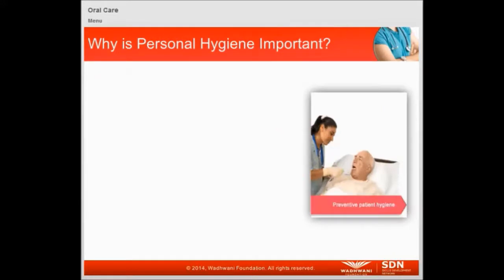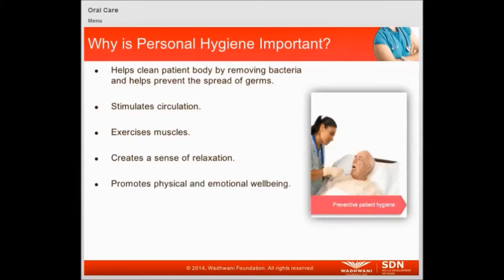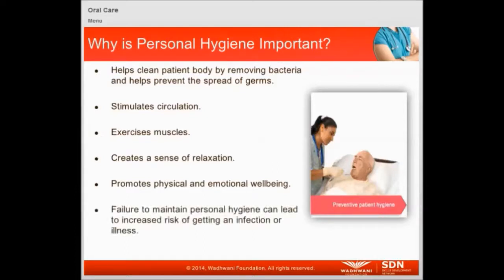Now let's see why personal hygiene is important for patients. Personal hygiene helps clean the patient's body by removing bacteria and helps prevent the spread of germs. It stimulates circulation and also exercises muscles. Personal hygiene creates a sense of relaxation. It promotes physical and emotional well-being of the patient. Failure to maintain personal hygiene can lead to increased risk of infection or illness.